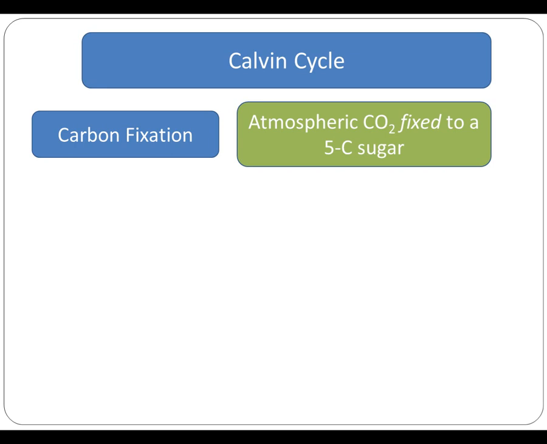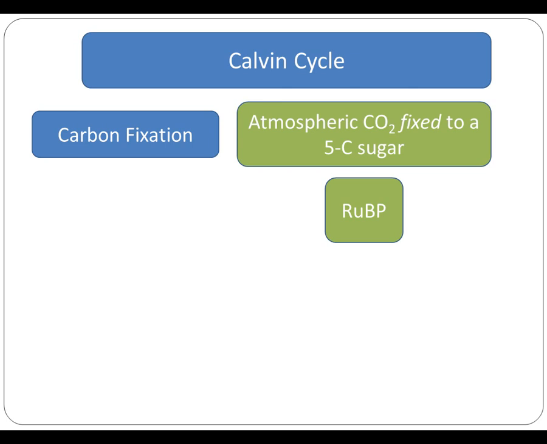We're going to fix it. The question is, what is that thing? You could abbreviate the 5-carbon sugar as RuBP, ribulose bisphosphate, which is the proper name of that. So the RuBP is the 5-carbon sugar that will be carboxylated, which means it gets a carbon atom, to form a 5 plus 1, a 6-carbon sugar.